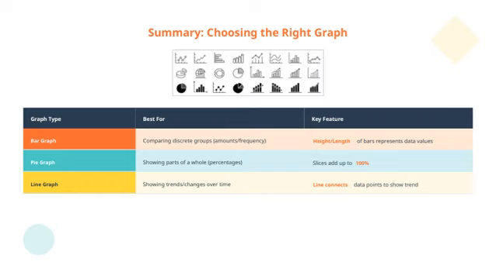Then there are bars that represent data values through height or length. Bar graphs are ideal for comparing discrete groups or categories, such as quantities or frequencies. The key takeaway here is choosing the right graph depends on what you want to communicate. A line graph is best for showing trends over time, while pie graphs work well for illustrating parts of a whole. Bar graphs are most effective when comparing amounts across different groups. So, in summary, understanding these features helps you pick the most appropriate graph type for your data, making your message clearer and more impactful.